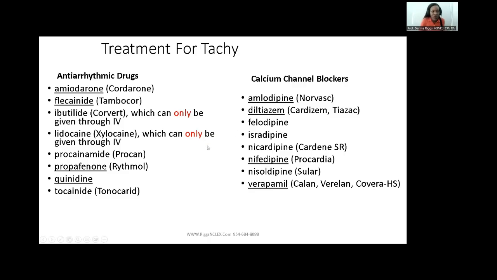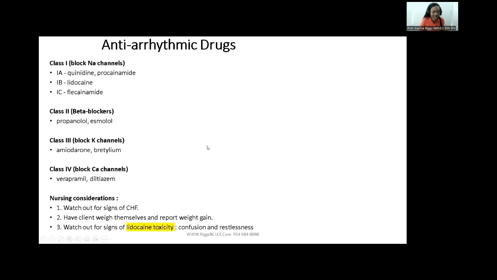Another thing I want to add with your antiarrhythmics, they are grouped by their class. So there's class 1, 2, 3, 4. Your quinidine, lidocaine, flecainide, they're considered class 1, whereas your beta blockers are class 2. Class 3 are your potassium channel blockers, amiodarone. Class 4, verapamil and diltiazem. They don't end in dipine like you saw with the other ones.